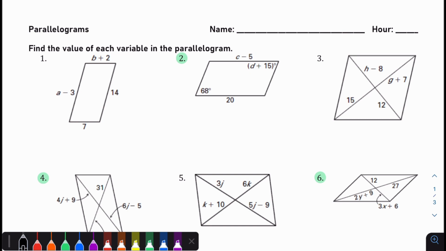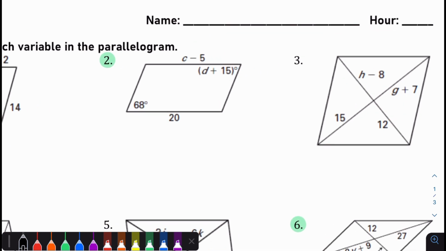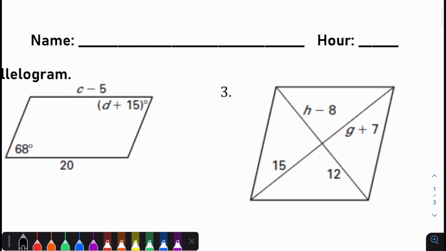But let's walk through this worksheet. So again, do not forget to put your name at the top, and your class period.